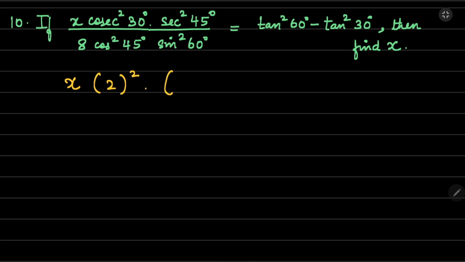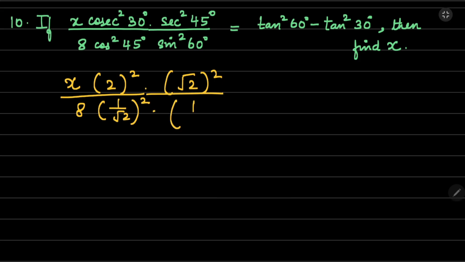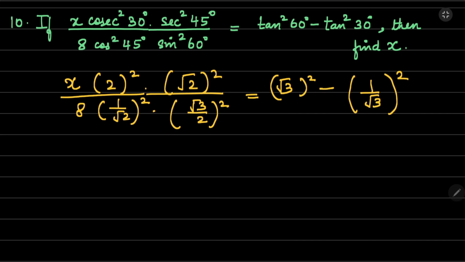Secant 45 is 1 by cos 45. What is cos 45? 1 by root 2. So here it will be just root 2 the whole square. Whole divided by 8 multiplied by cos 45 is 1 by root 2 the whole square multiplied by sin 60 root 3 by 2 the whole square. Just multiply. So this is equal to, you are given tan 60. What is tan 60? Root 3 the whole square minus tan 30, 1 by root 3 the whole square. We have just substituted the values.